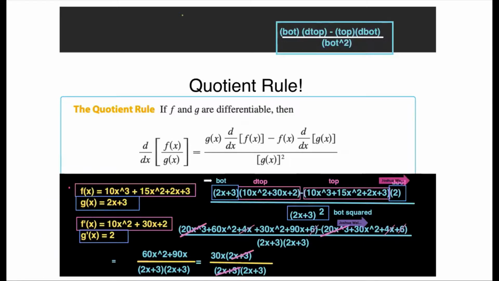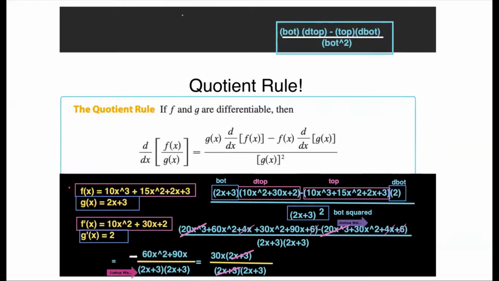Then you have to do 2x plus 3 times the trinomial minus 2 times the function from the top, divided by the bottom squared. And by expanding out, following the rules, we got 60x squared plus 90x over 2x squared plus 3 times 3. I said, well, what can you do now?